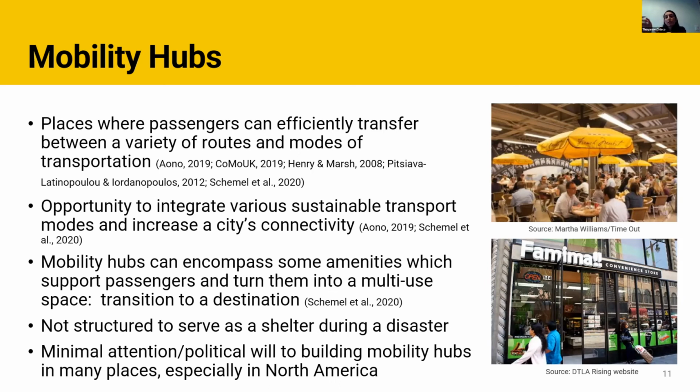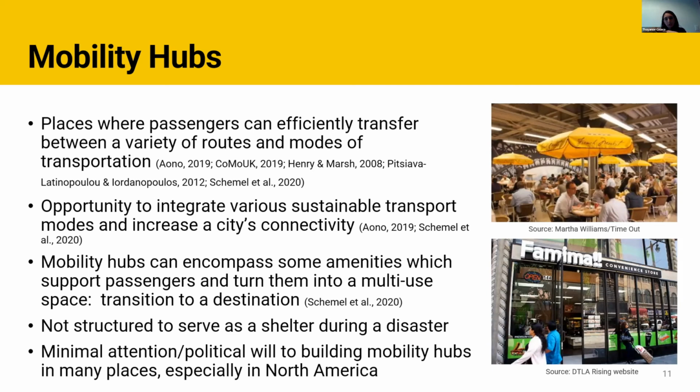Some of the amenities that they can include are washrooms, Wi-Fi, food courts, gyms, or banks. However, even with these amenities, they are not structured to serve as a shelter during a disaster. And in many places, especially in North America, there is minimal attention to building mobility hubs.